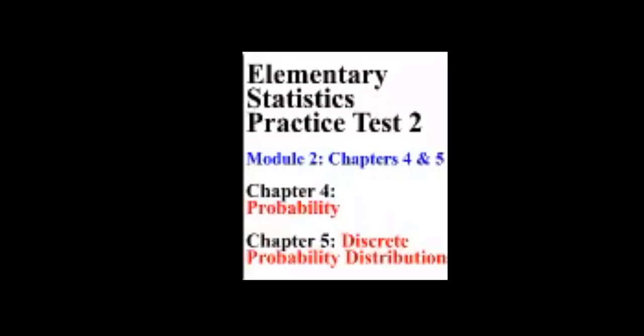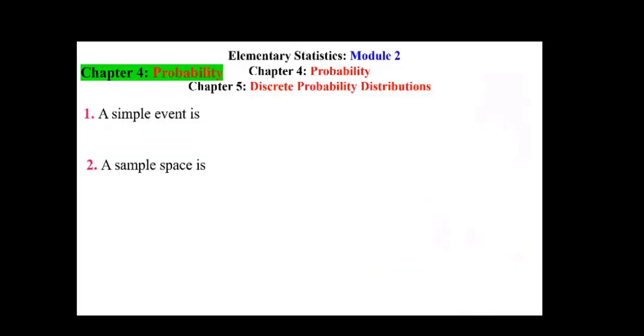We are looking at elementary statistics, practice test 2 for module 2, chapters 4 and 5. Chapter 4, probability. Chapter 5, discrete probability distribution. We're going to start with a few basic definitions, things you've seen.